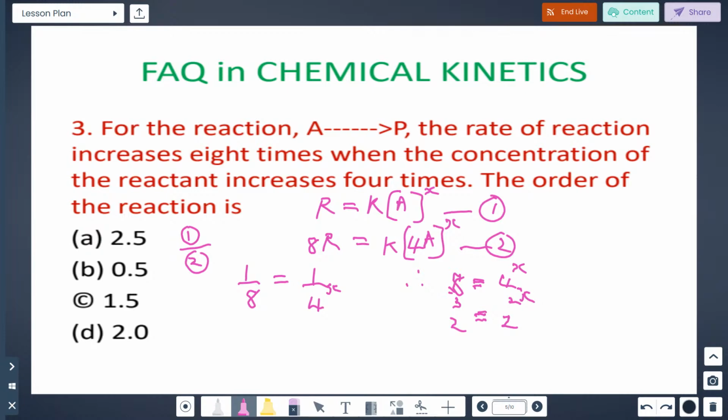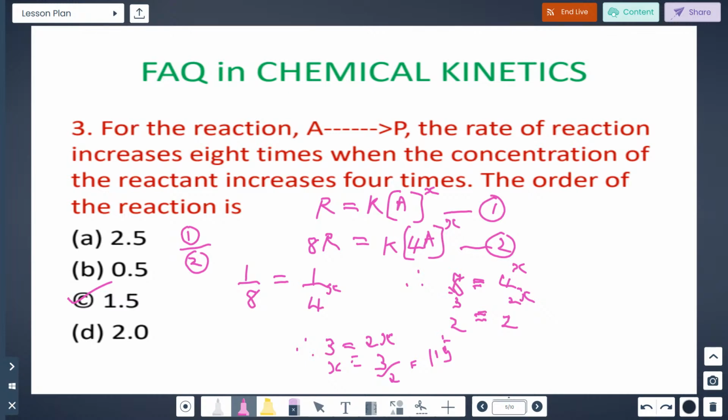Therefore, 3 is equal to 2x. Understood? Therefore x is equal to 3 by 2. So 3 by 2 means 1.5. Okay, understood? Following? So this is an option.